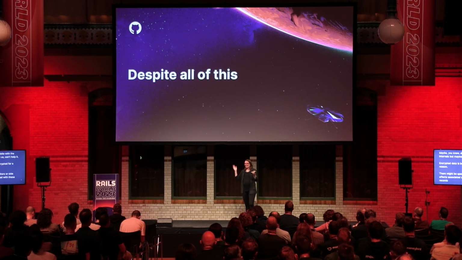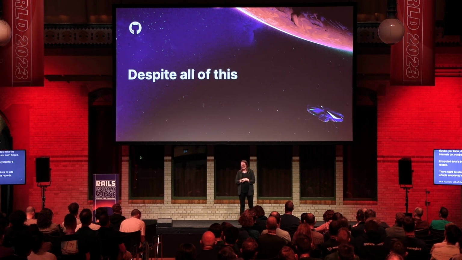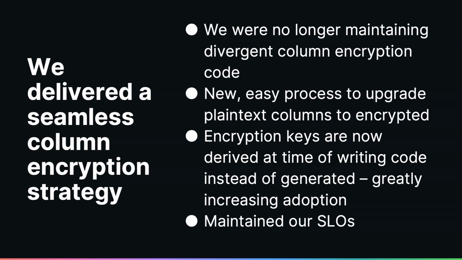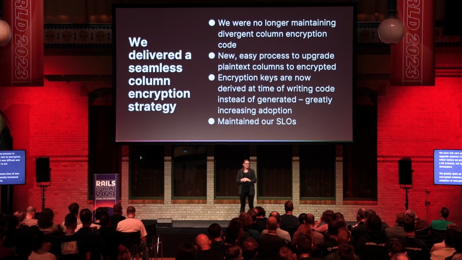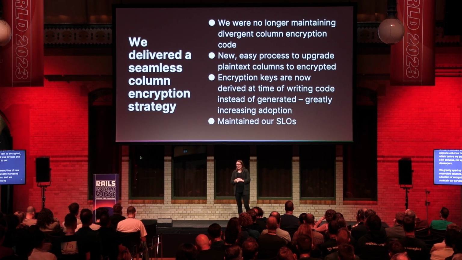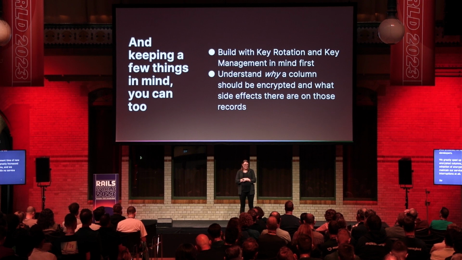But despite all of this, all of these bad things that seem to have happened, and quite a bit of sweating on my part, we delivered a seamless column encryption strategy. We're no longer maintaining divergent column encryption code. We have this new, easy-to-use process to upgrade columns from plain text to encrypted, which before we could provide, but was difficult and a bit arduous and not appealing to our developers. We greatly sped up development time of new encrypted columns, which greatly increased adoption of encrypted columns. And we maintain our service level with no service interruptions at all. So I think if you keep a couple things in mind, you can too.